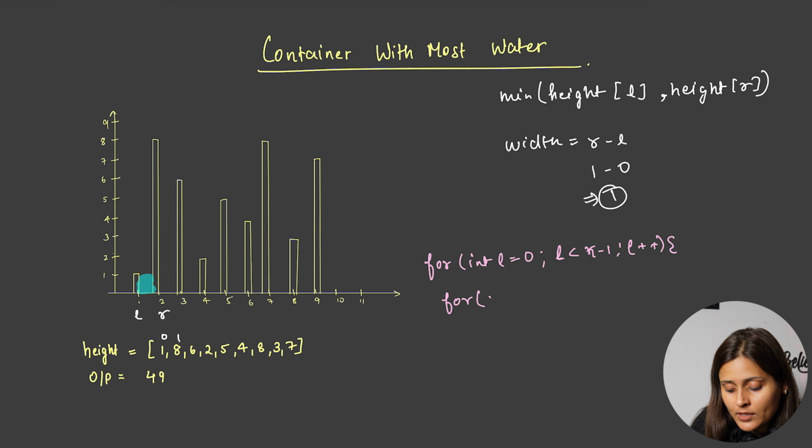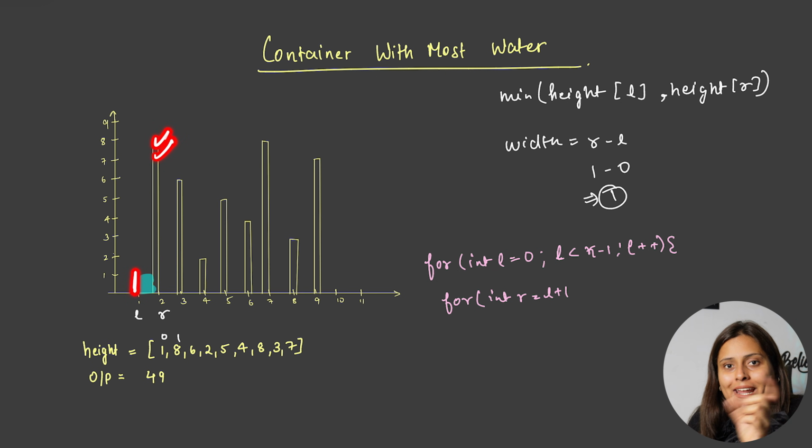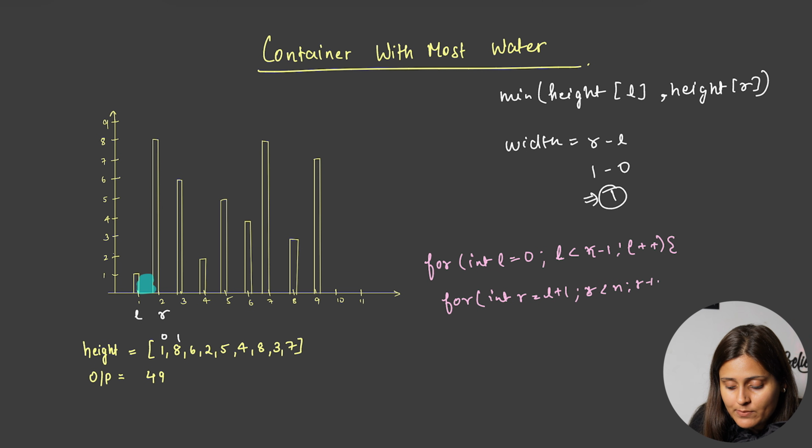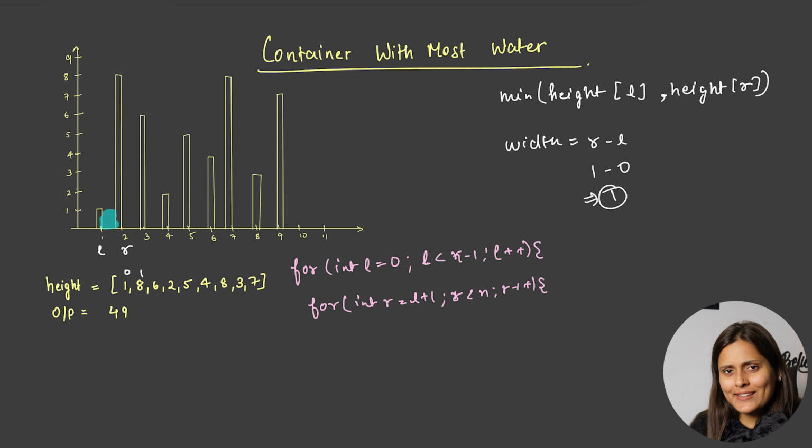Again we will run another for loop, for int right equal to, from where we want to run. You can see for this left we want to calculate from the next pointer. So we have to start with left plus 1, correct, left plus 1, right less than n, and then right plus plus, correct. Now till this point we have decided that one for loop will take care of the left pointer, another for loop will take care of the right pointer.